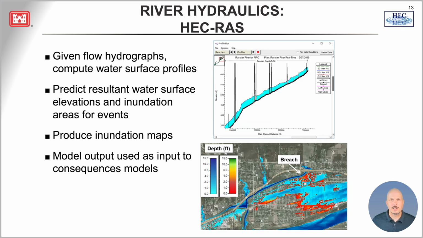And HEC-RAS, the river analysis system software, is used in SWMS to estimate river stages and potential flood inundation based on observed and forecast weather event scenarios. HEC-RAS produces stage hydrographs, water surface profiles, and inundation grids, which help inform water managers and emergency managers about potential flooding to prepare for and mitigate.